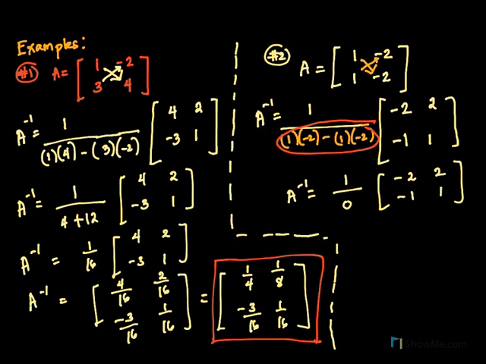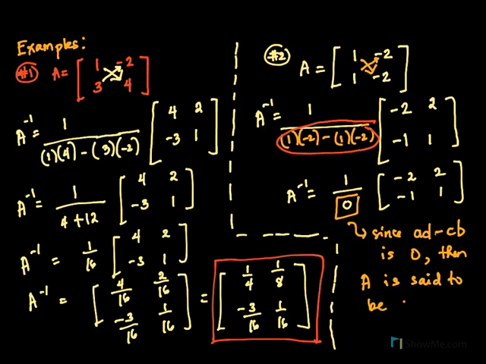So, kung ang makukuha natin na denominator dito is 0, although square matrix to, since 0 yung denominator na to, since AD minus CB, di ba, yun yung ano na yan, AD minus CB is 0, then the matrix A that is given is said to be singular. At ibig sabihin ng singular, walang inverse.